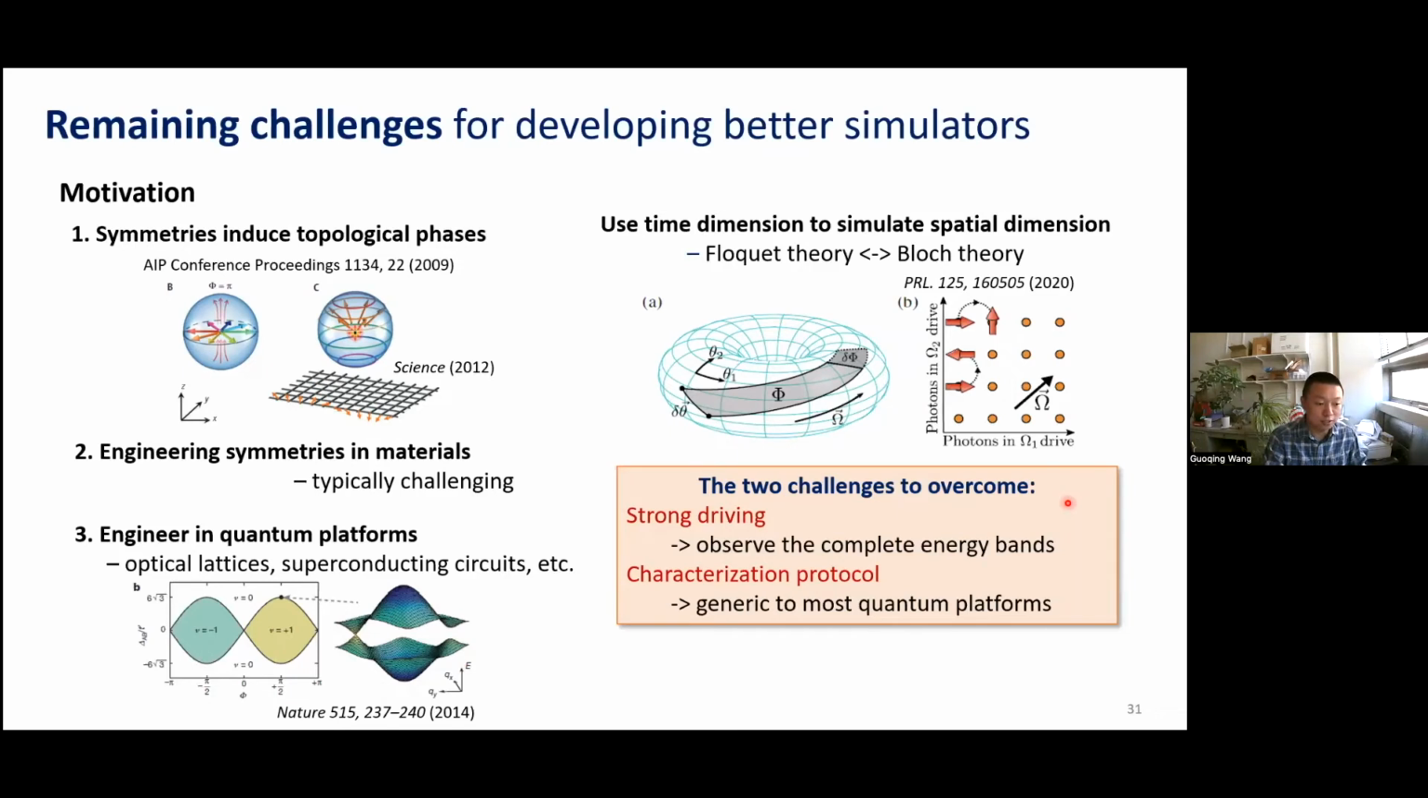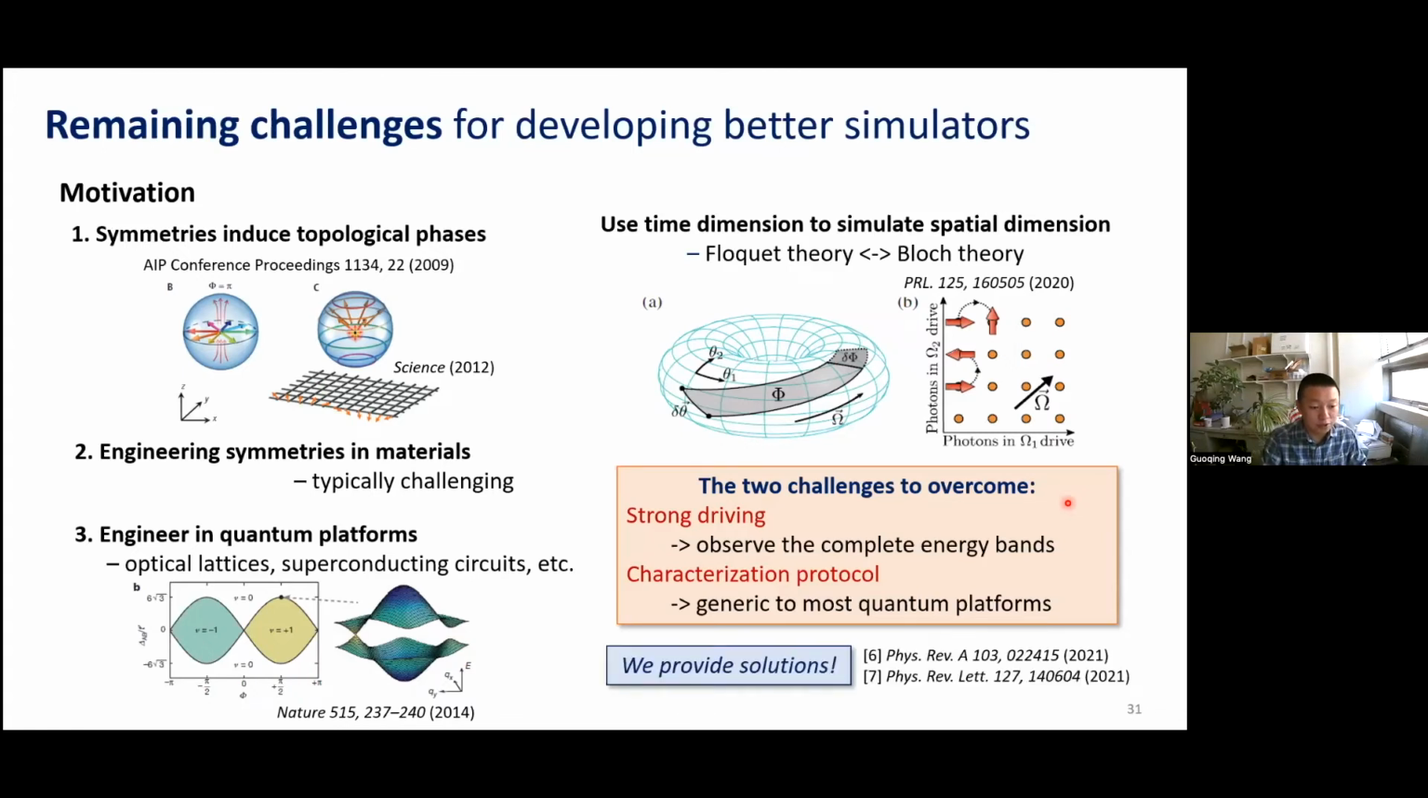The first challenge is that to observe the complete energy bands in this kind of structure, we need to sweep a large parameter space, which usually requires strong driving. This is still limited by the hardware, for example the microwave power. Second, in different platforms, people have developed different protocols to characterize these different symmetries. There is still a lack of a general protocol, such as projective measurement, which can be used in any quantum platform, no matter whether it's superconducting qubits, NV centers, or even atomic systems.